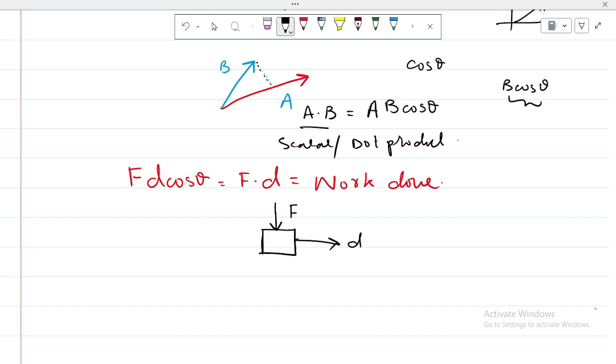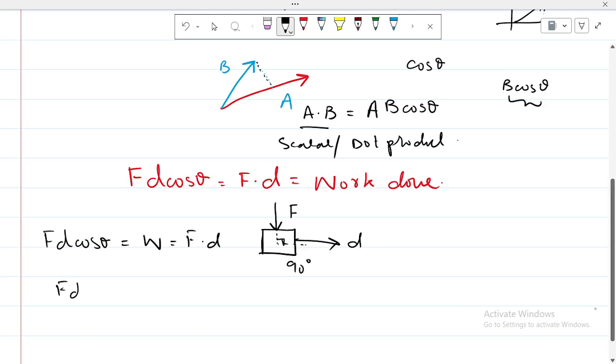We can actually see it this way as well using the idea of scalar product or a dot product, where we see that F D cos theta equals to W or F dot D. Now you see this angle made between F and D here is of 90 degrees. So we put theta equals to 90, and since cos 90 is actually 0, so we get W is equals to 0. So there is actually no meaningful task being done here, and that's why the work done here is also 0.